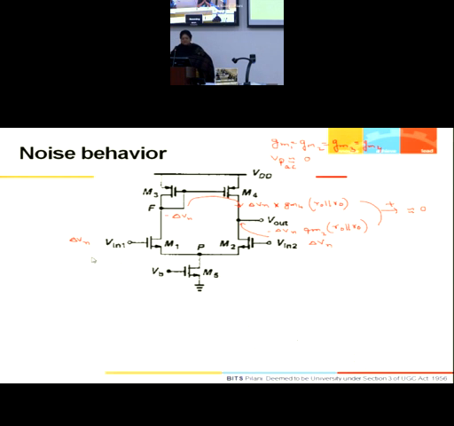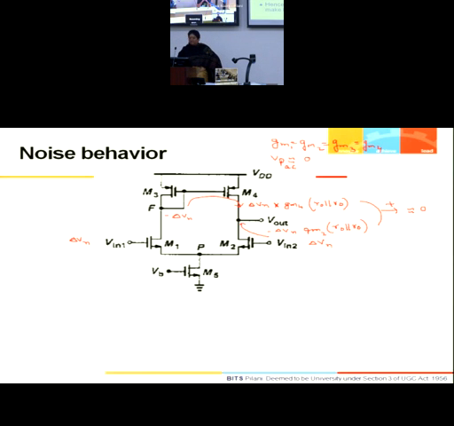Why? Because instead of Vin by 2, assume a delta Vn noise. Do the entire analysis. So one signal coming from here, another signal coming from here, and the net difference will be the addition of the two. Principle of superposition you have to use.